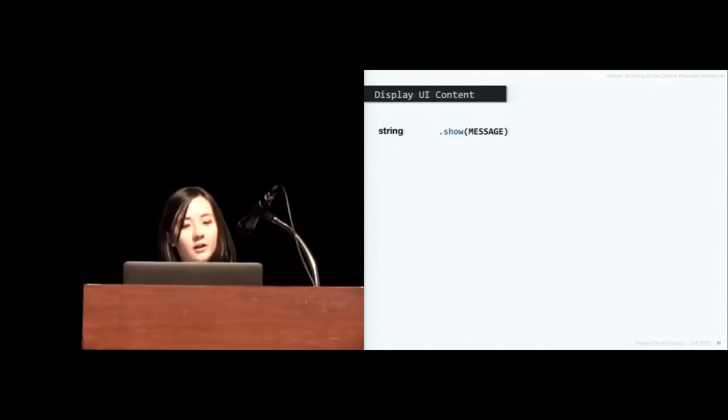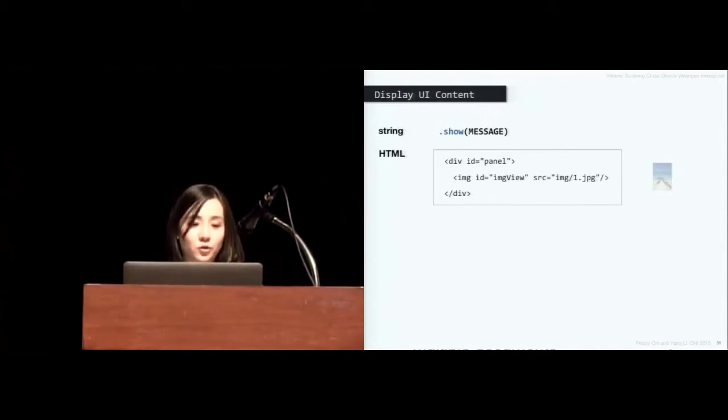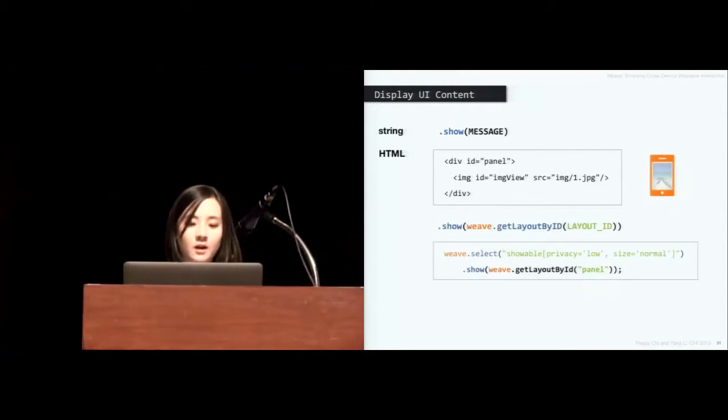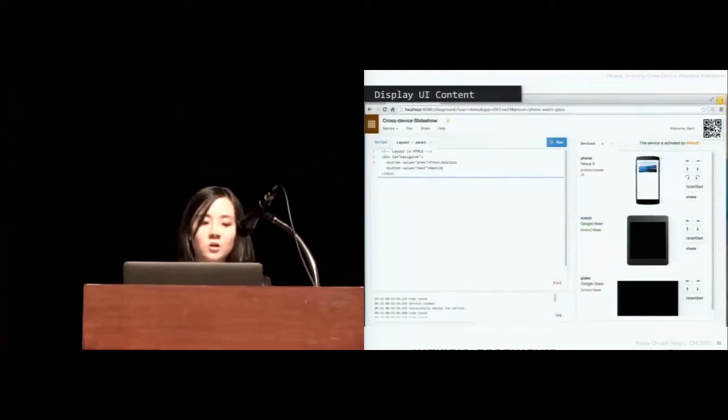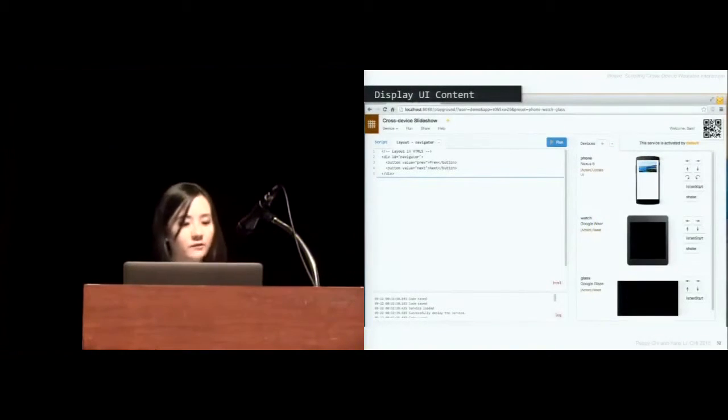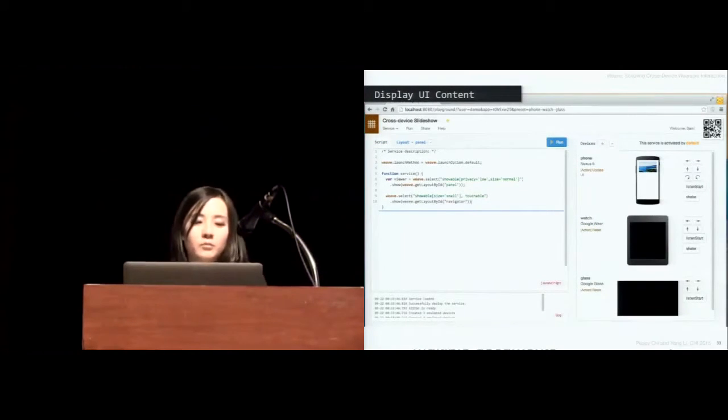To display UI content for the user, developers can show a message either in string, or they can specify the content in HTML and deploy it using the show operator, and then modify the content. So here shows the result of how the developer defines two UI elements in HTML using our authoring UI. She then moves back to the script, deploys the service, and tests with the emulators.